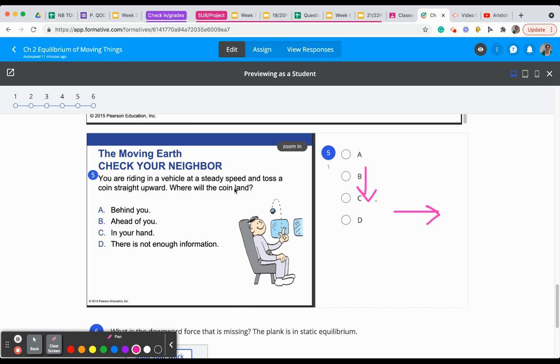Okay, so where would the coin land? Well, it would just land straight back in your lap, which is why you can do that. If you've never been in an airplane, you've been in a car. If you toss something straight up in the air, it's going to come right back down into your lap. It's not going to whoosh past your head.